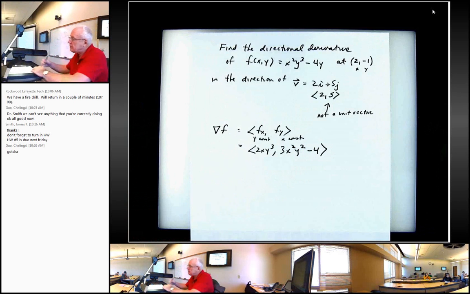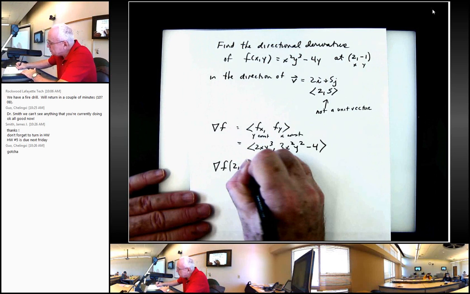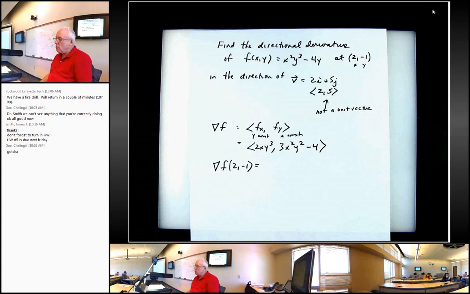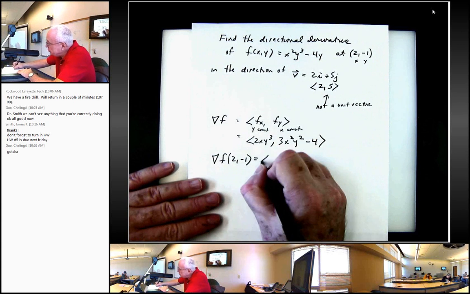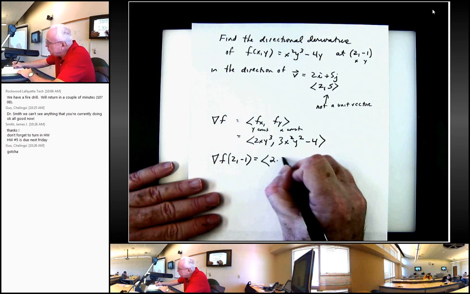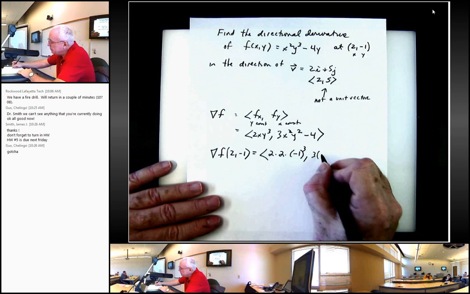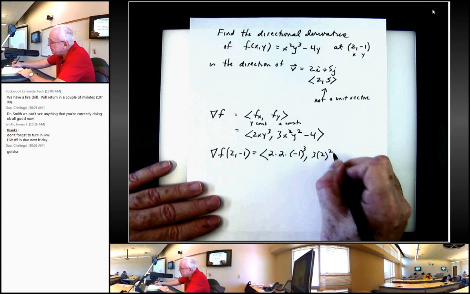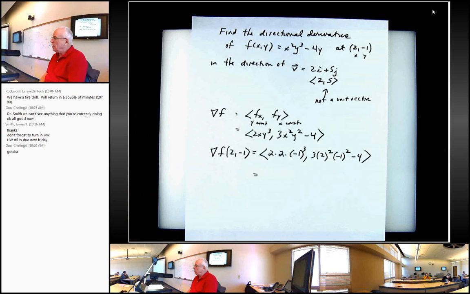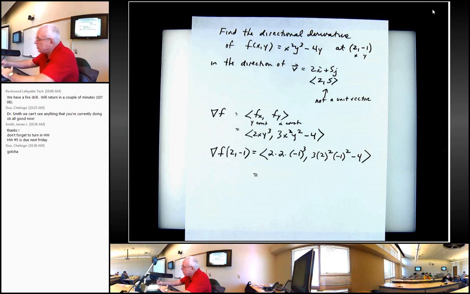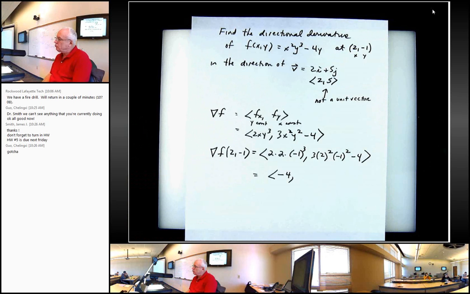Okay. And so we're going to need to find this gradient at (2, -1). So let's plug in the x and y values here. This is going to be 2 times (-1) to the third power, 3 times 2 squared times (-1) squared minus 4. All right, be careful. So I think this first component is going to be -4. And the second one's going to be 3 fours or 12 minus 4, it's going to be 8.